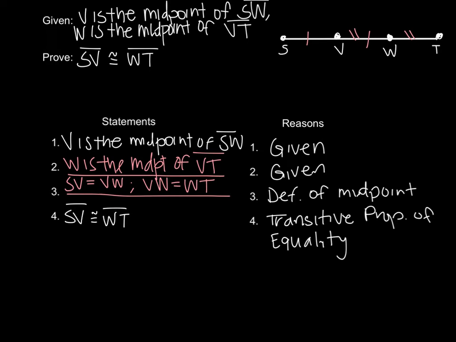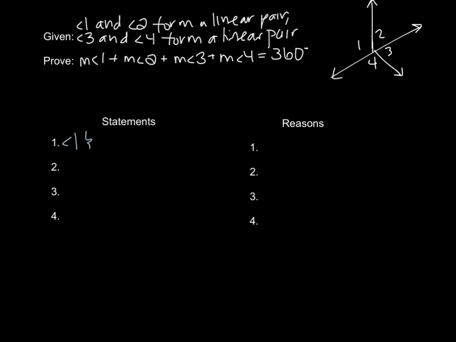I know that V cuts SW in half, and I also know that W cuts VT in half. So by the transitive property of equality, I can say that the segment SV is congruent to WT. Okay, why don't you pause the video, take a moment, and try to figure this one out all on your own.